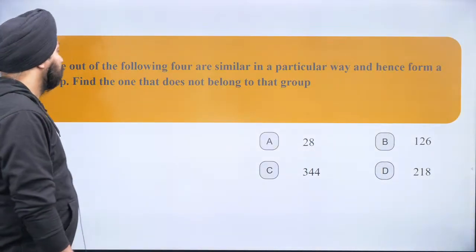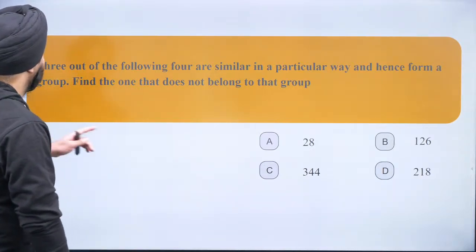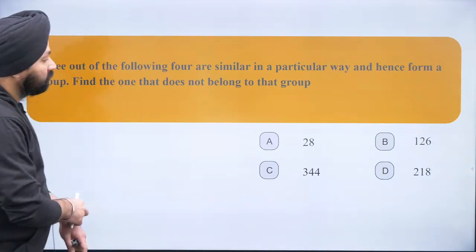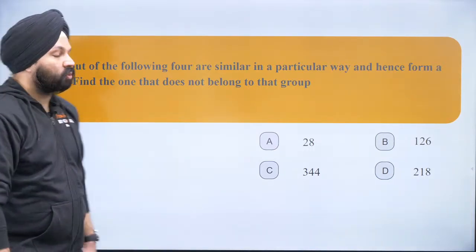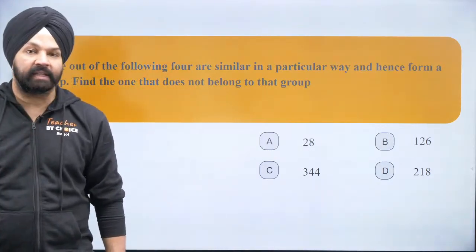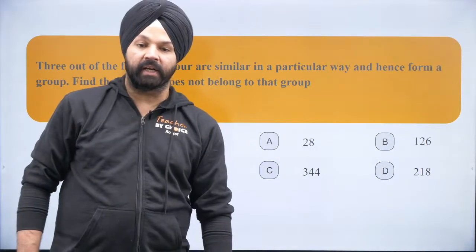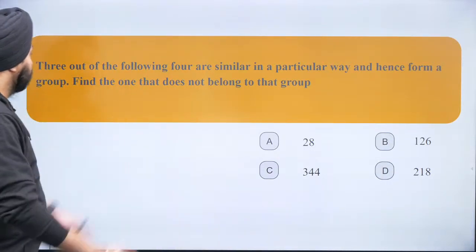Okay, last question. Fine. So 3 out of the following 4 are similar in a particular way and hence form a group. Find the one that does not belong to that group. Odd one out. Odd one out का question है. फटाफट solve करते हैं और end करते हैं session को. And I know one question is pending that I would be covering in the next class for sure with better explanation. Right? चलिए. And with more space.